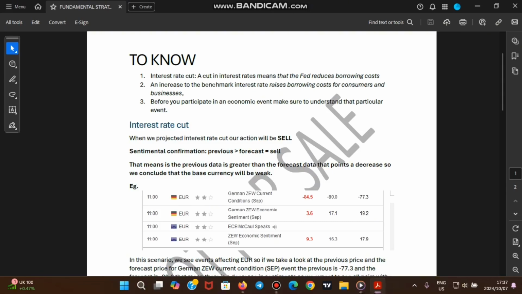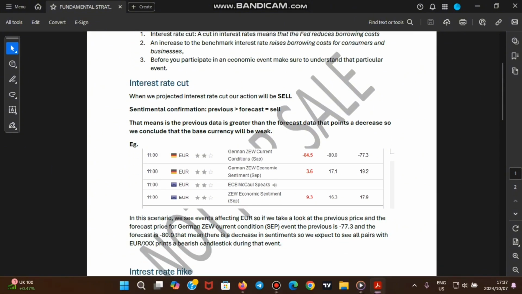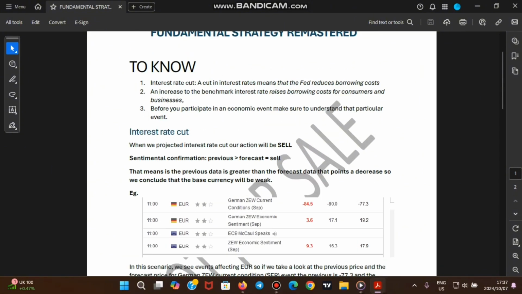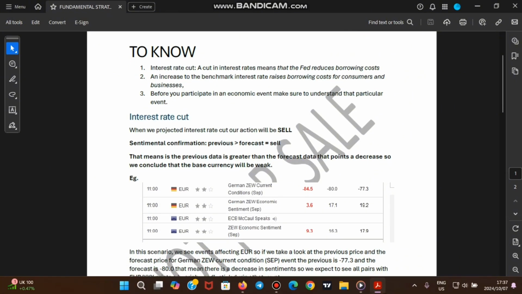The third one is, before you participate in an economic event, make sure you understand that particular event. As I said with NFP, if I want to participate in trading NFP, I have to understand what NFP really is, what makes up the NFP statistic and everything. So let's start with interest rate cuts.